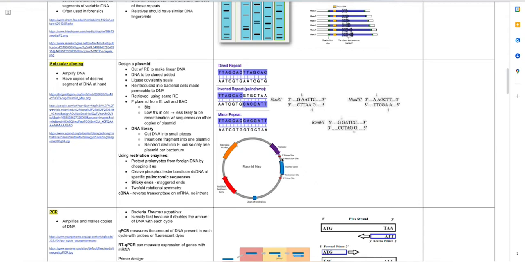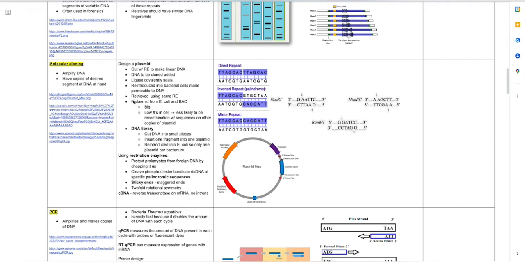Then you use ligase, an enzyme that can covalently seal these ends back together. So what you've basically done is cut it open, put something in, and stitch the ends back up. Then you reintroduce your plasmids back into bacteria, and you need to make them permeable to DNA so they can take it in. The way you retrieve the DNA you want copied is by using the same restriction enzyme, so you just cut it out again.